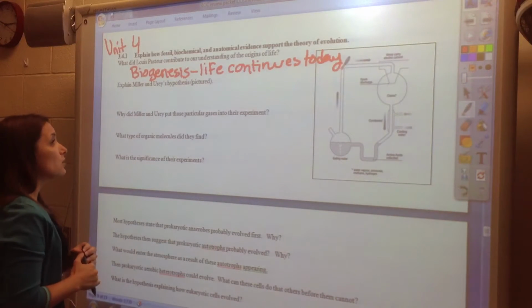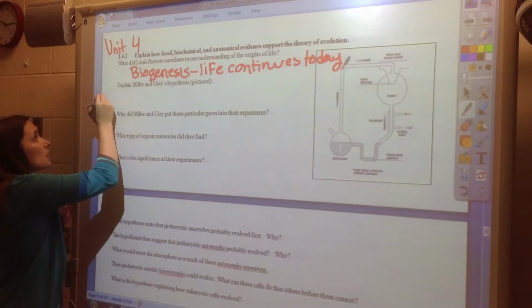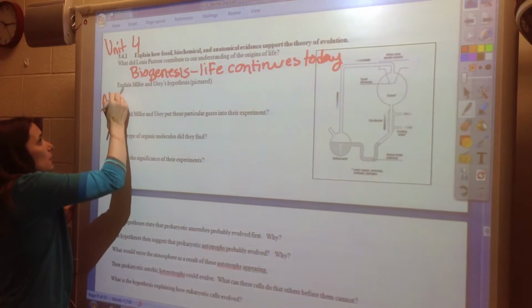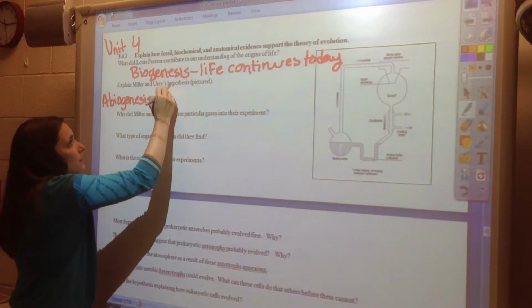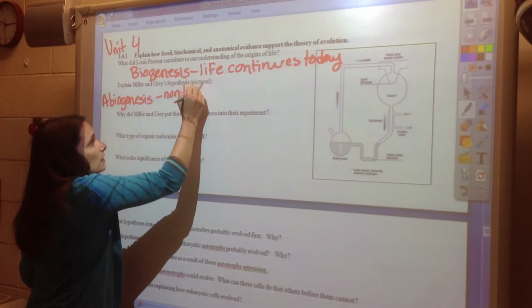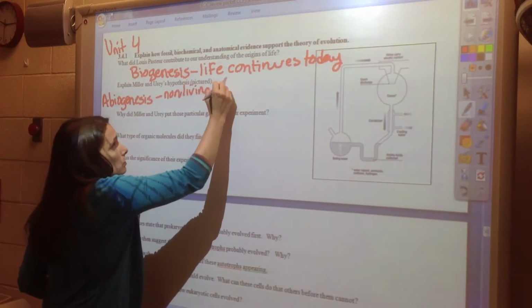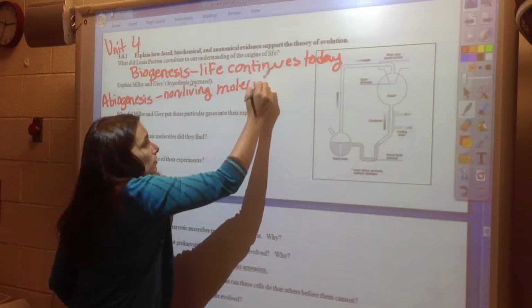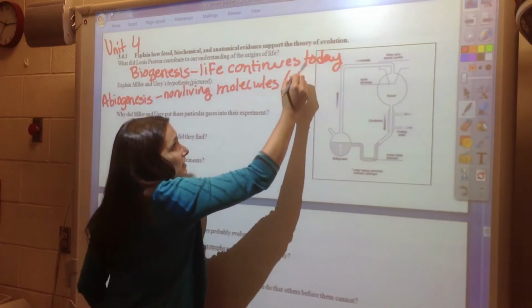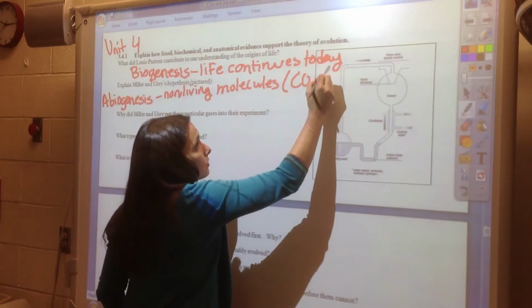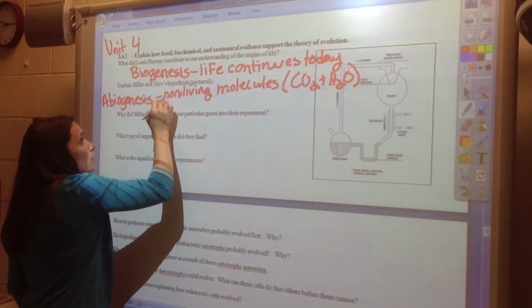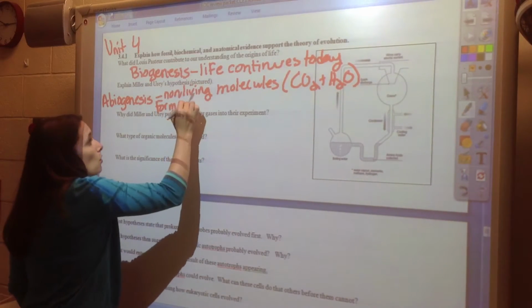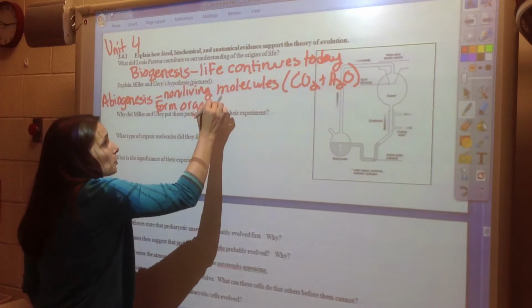However, Miller and Urey's experiment helped us understand abiogenesis. The fact that non-living molecules like gases such as CO2 and liquids such as water can form organic molecules.